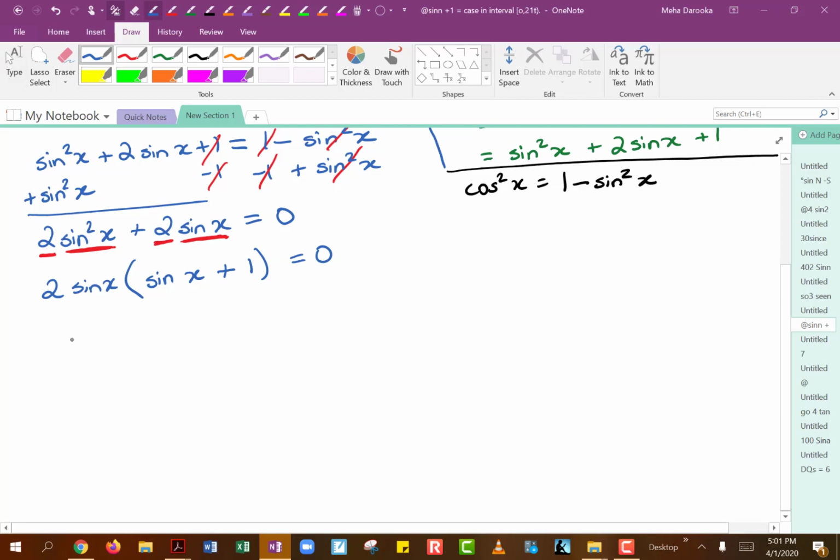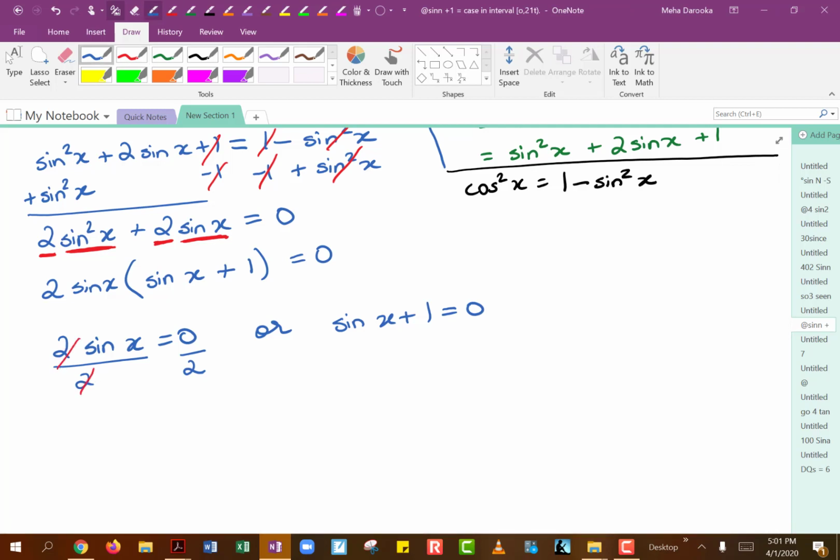And then remember, at this point, we take each of our factors and set it equal to 0. So you should have 2 sine x equal to 0, or sine of x plus 1 equal to 0. On the left hand side here, we're going to divide both sides by 2. 2 and 2 cancel out.